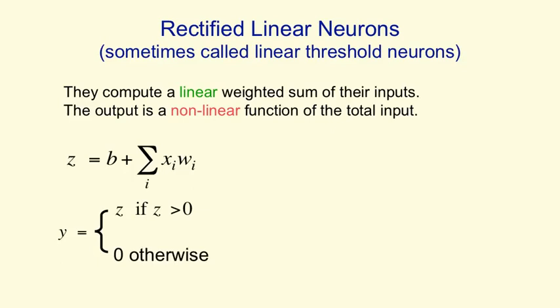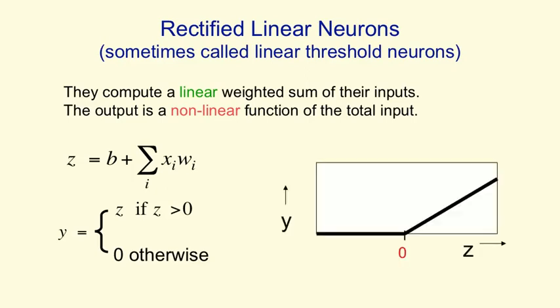So above 0 it's linear, and at 0 it makes a hard decision. So the input-output curve looks like this. It's definitely not linear, but above 0 it is linear. So with a neuron like this, we can get a lot of the nice properties of linear systems when it's above 0. We can also get the ability to make decisions at 0.